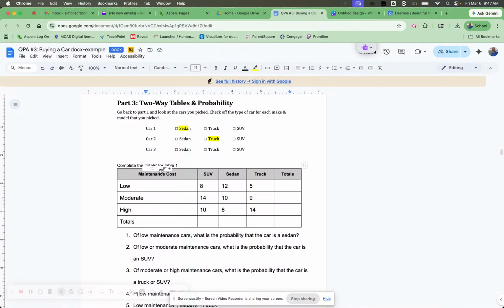For my first two-way table, I need to fill in the totals, so I can start by looking at these 3 numbers. So 8 plus 12 plus 5. 8 plus 12 is 20, plus 5 is going to be 25. And I'm also going to go down here. So 8 plus 14 plus 10. So 24, that's going to be 32.